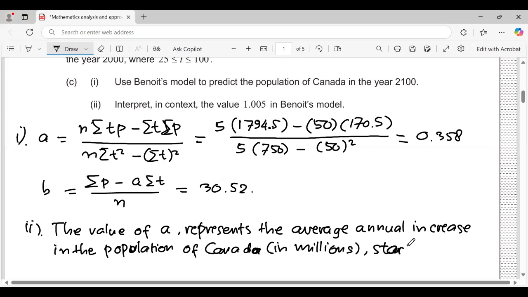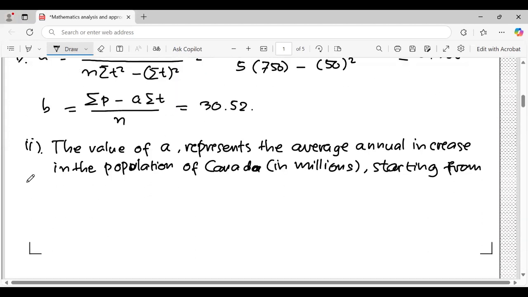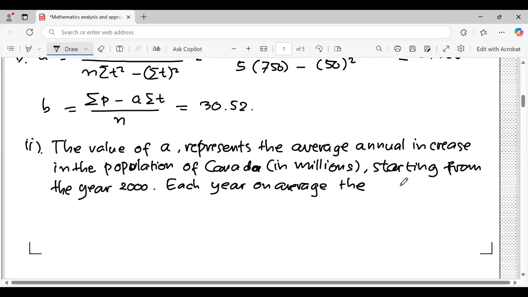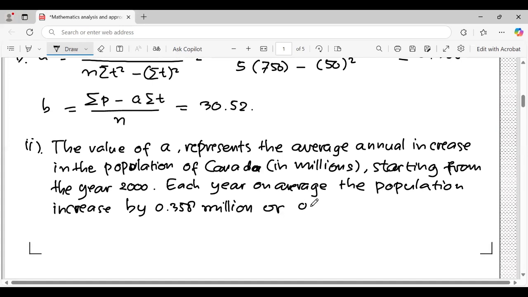And starting from the year 2000, each year on average, the population increases by 0.358 million, or 358,000 people.